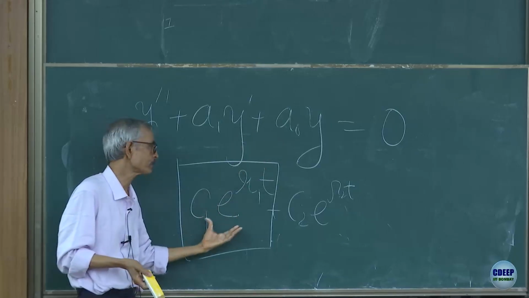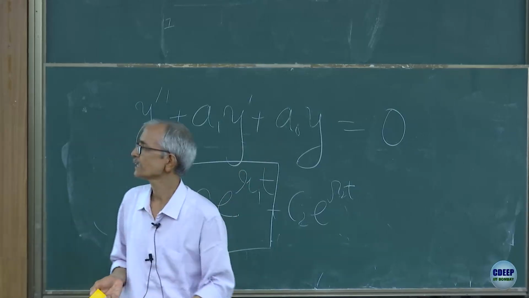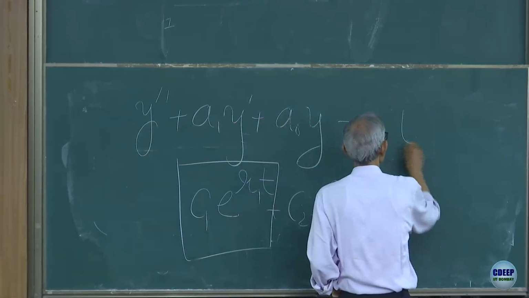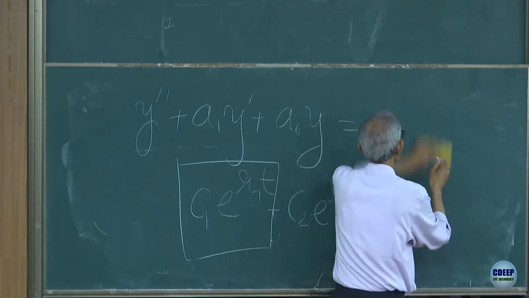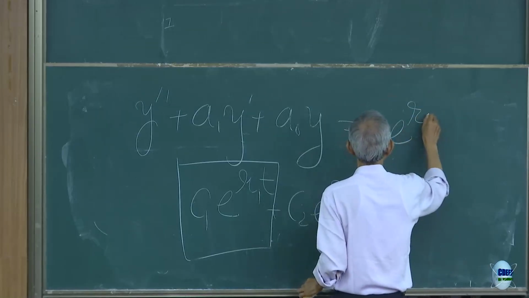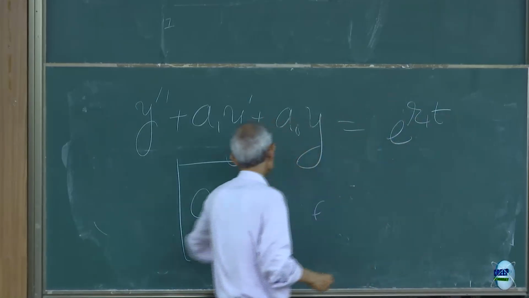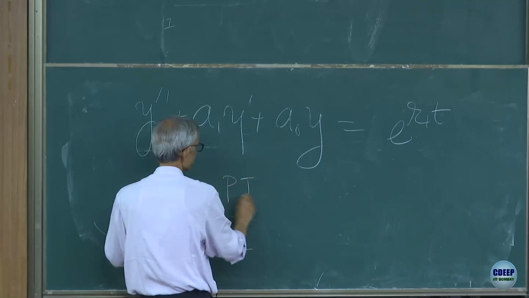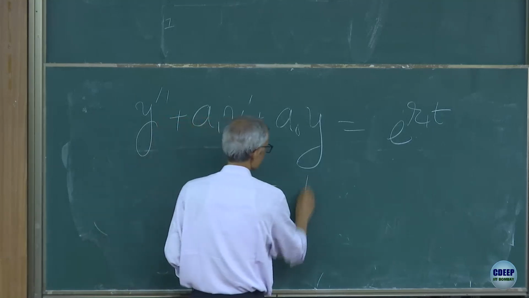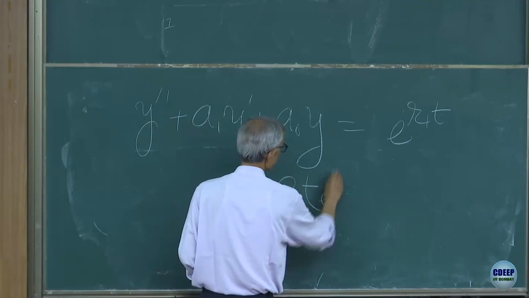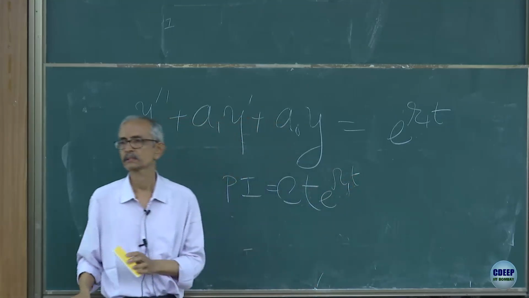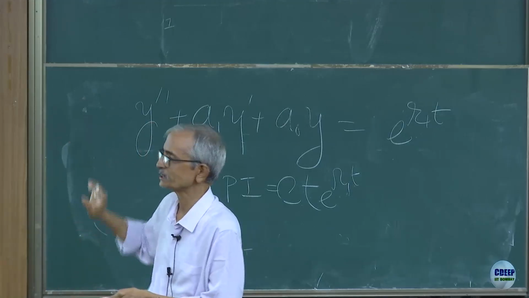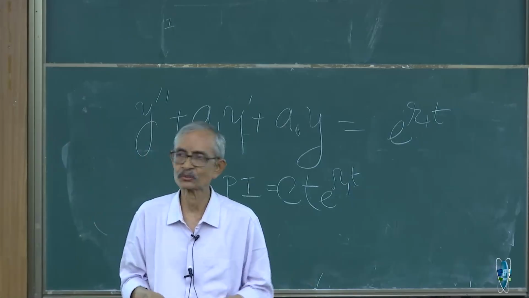So you will not be able to evaluate what this C is, and therefore the suggestion is that you multiply it with the independent variable. If you have e^(r1 t), for example, you will hypothesize that the particular integral is some t C e^(r1 t), and then hope that it works. If that does not work, then you multiply by t squared and so on and so forth.